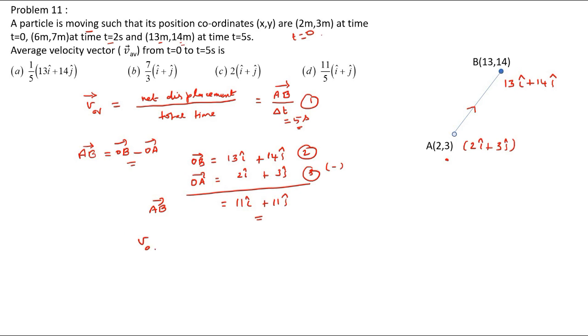This is the displacement vector. Therefore, V average is equal to the displacement vector 11i plus 11j divided by the time interval, which is 5 seconds. The numerator 11 is constant, the denominator is 5. So i plus j. So 11 by 5 into (i plus j) is the average velocity. See in the options, it is given here. Okay.